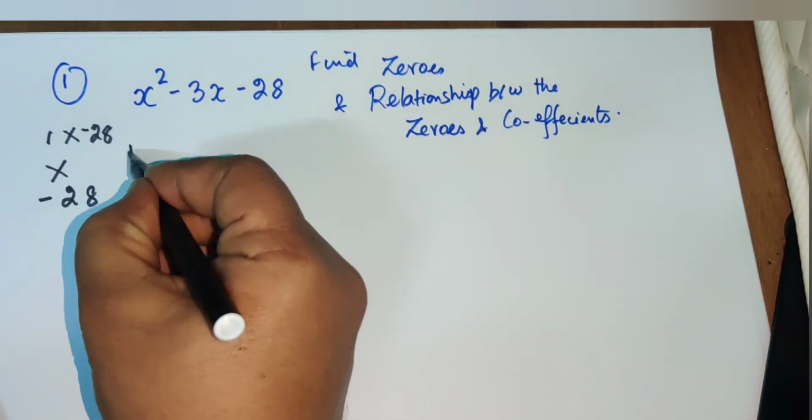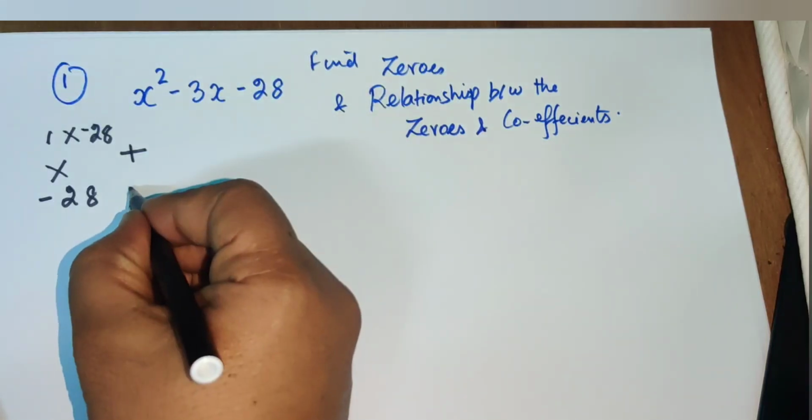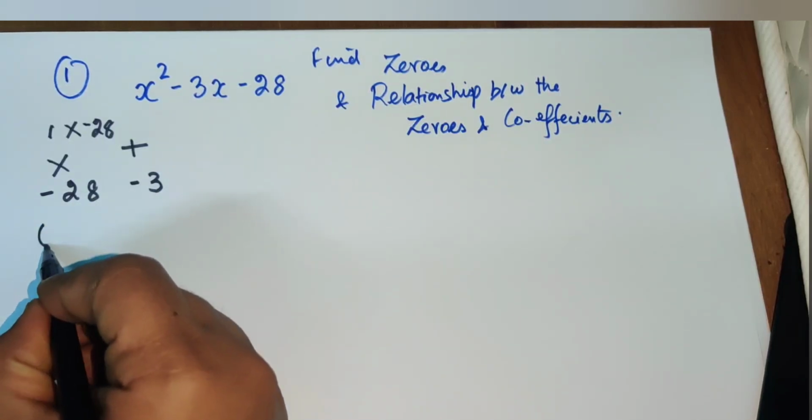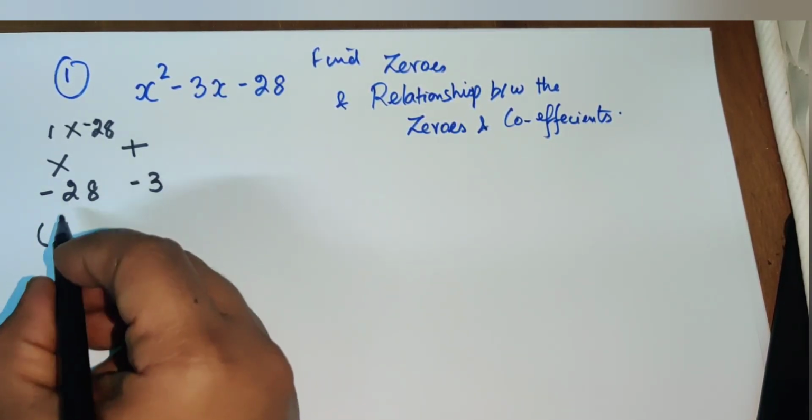And when we add, we should get minus 3. So what are the possibilities of getting 28? Let us make a list. So many factors are there for 28.